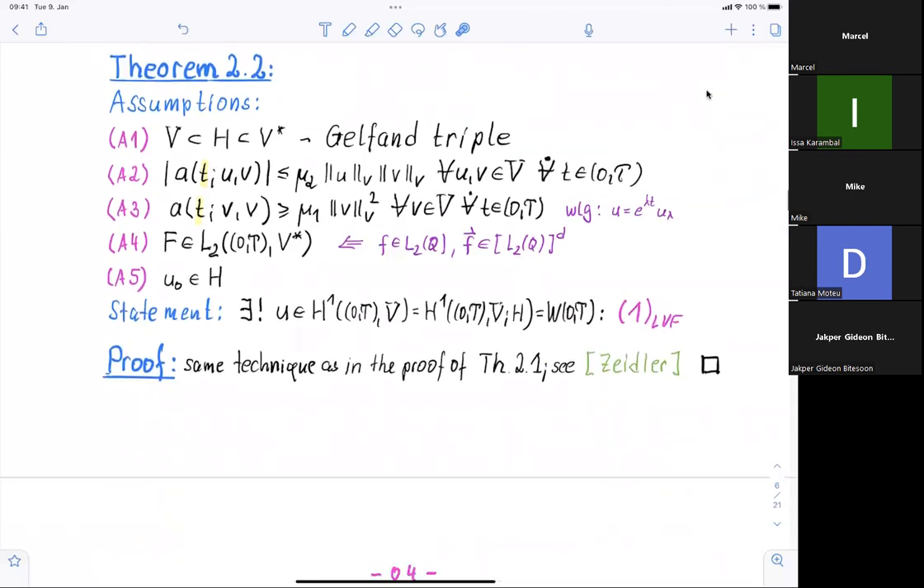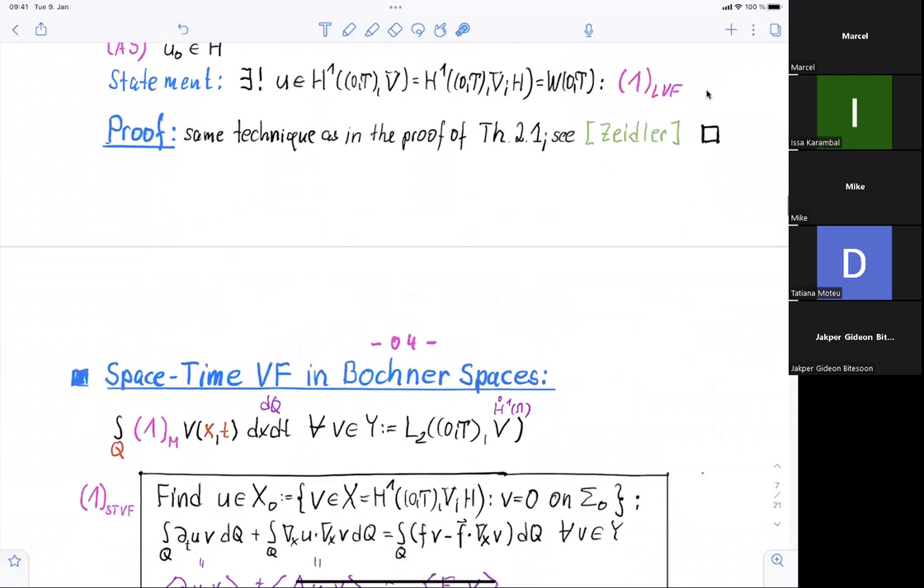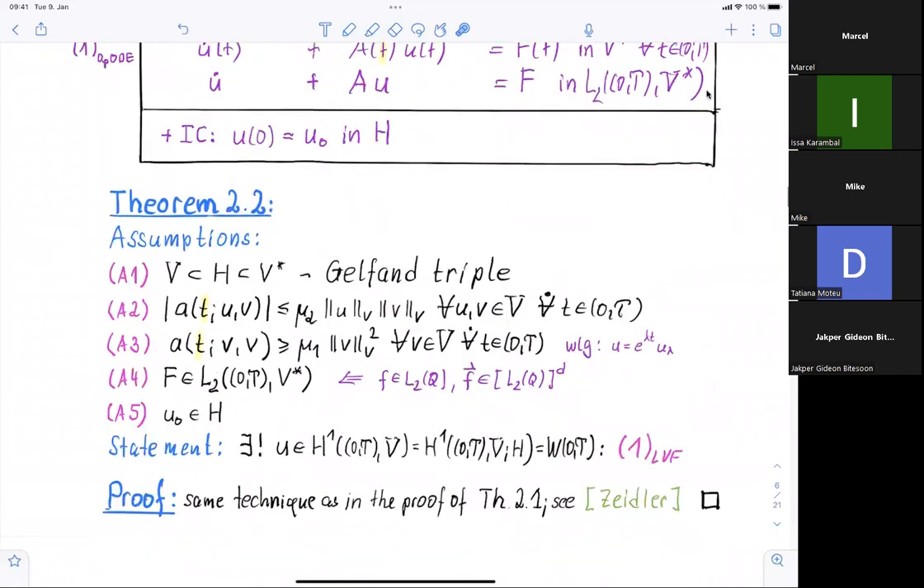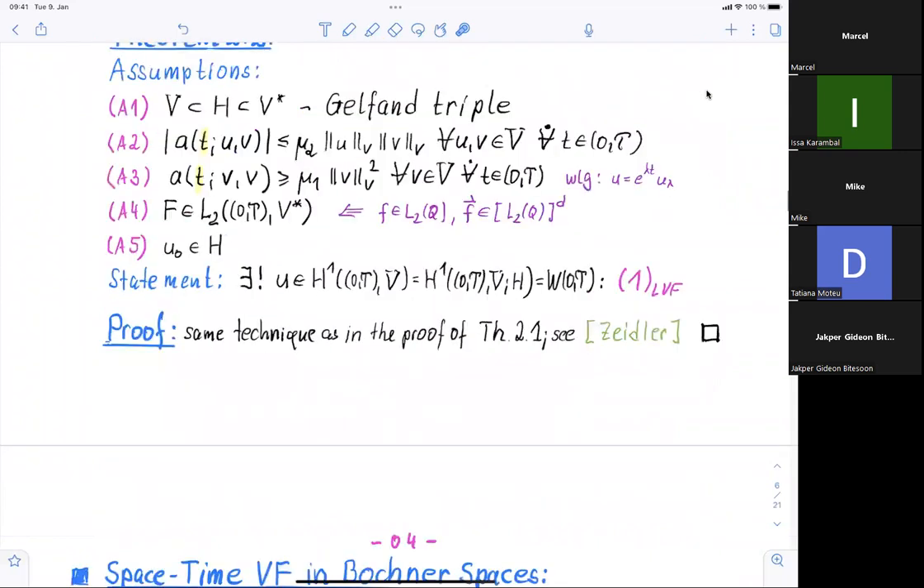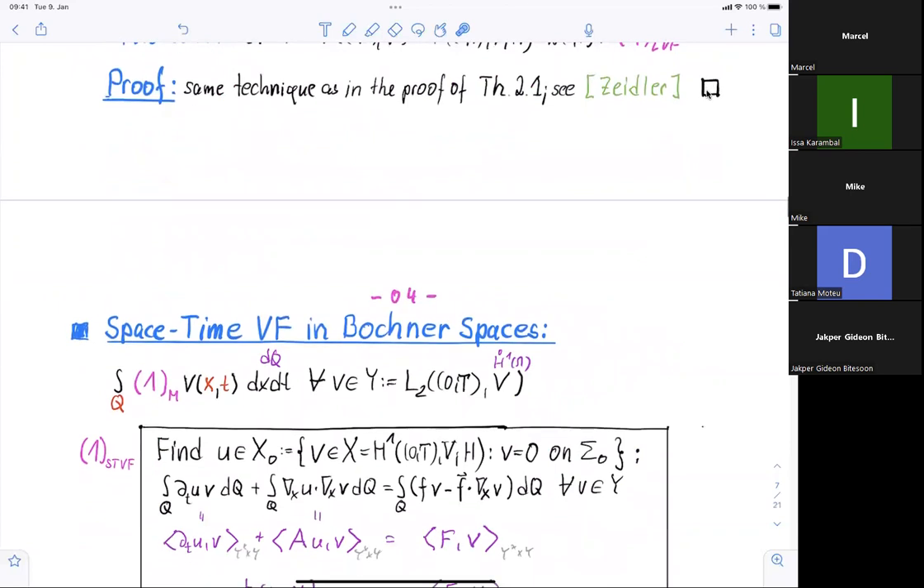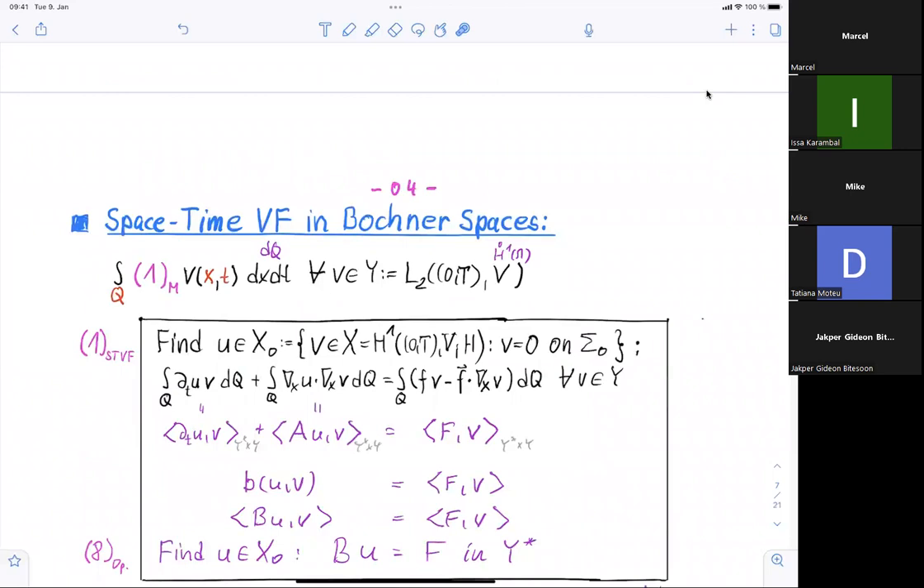So now I come to something else: the space-time variational formulation in Bochner spaces. I multiply the parabolic PDE by a test function that depends also on t, on x and t, as in the L2 case. I multiply, but again, I do no partial integration in t here. So again it is from the dual space here, this one.